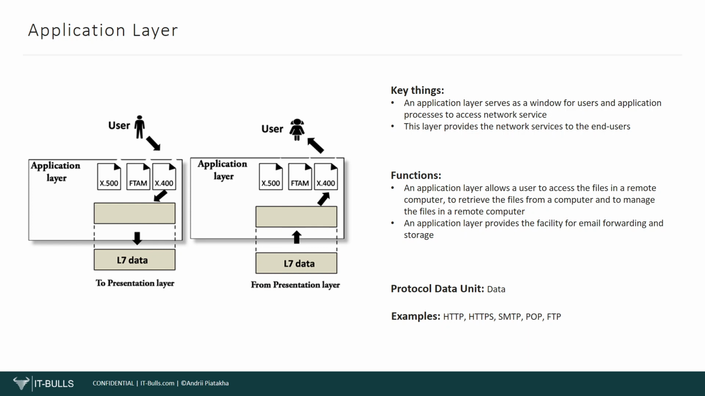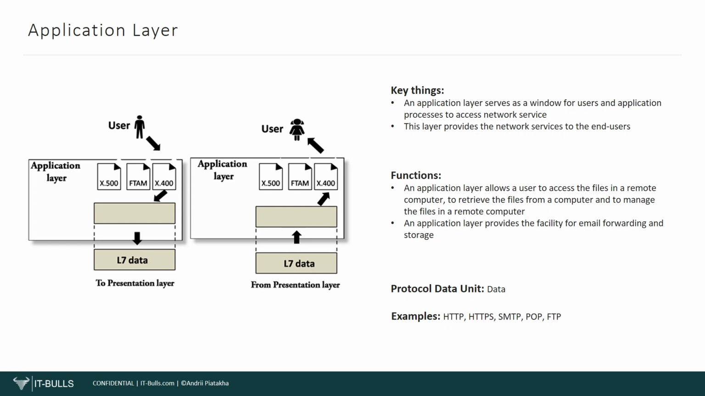An application layer allows a user to access the files in a remote computer, to retrieve the files from a computer, and to manage the files in a remote computer. An application layer provides the facility for email forwarding and storage. So, with the help of the application layer, data transferring is happening from the application user interface to another application. On this layer, we work with any data.